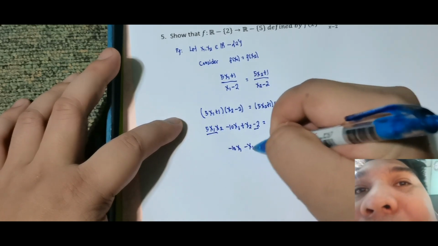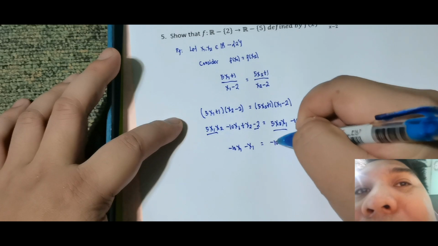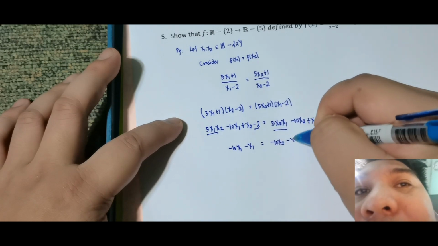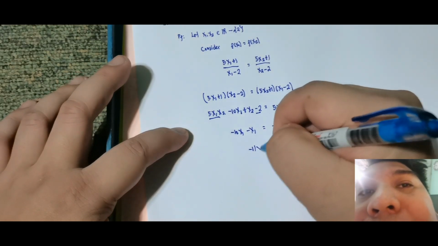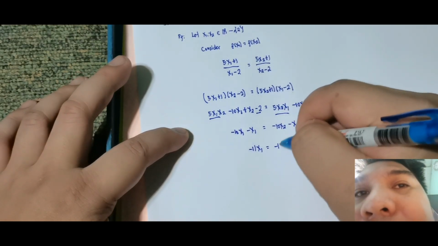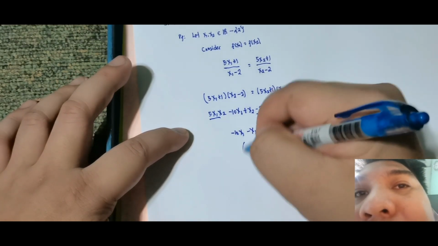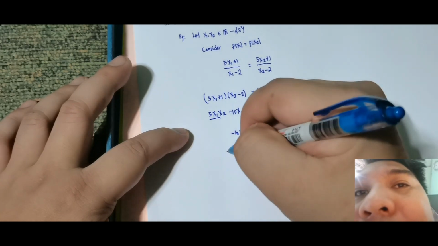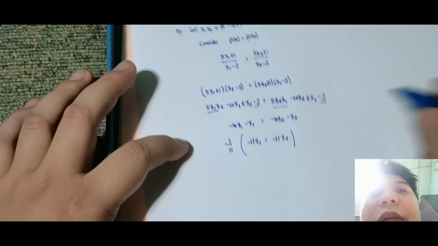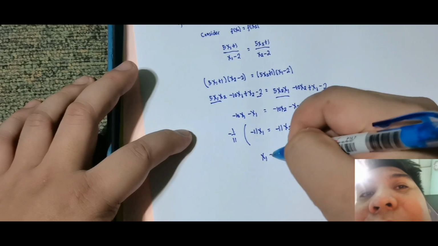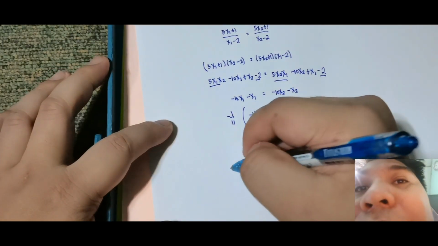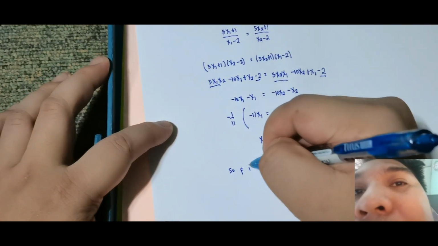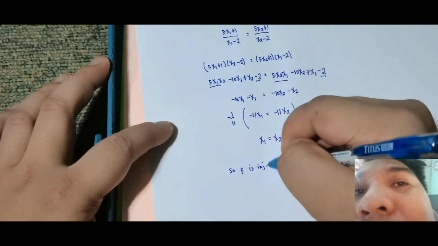minus x sub 1 equals to negative 10 x sub 2 minus x sub 2. And that is equal sa negative 11 x sub 1 is equal to negative 11 x sub 2. Then multiply both sides by negative 1 over 11. And that is equal sa x sub 1 equals sa x sub 2. Okay, so meaning siya ay injective. Okay, so f is injective.